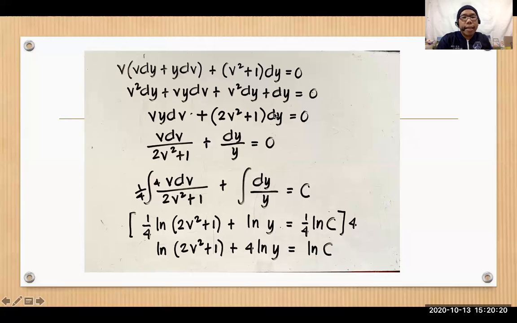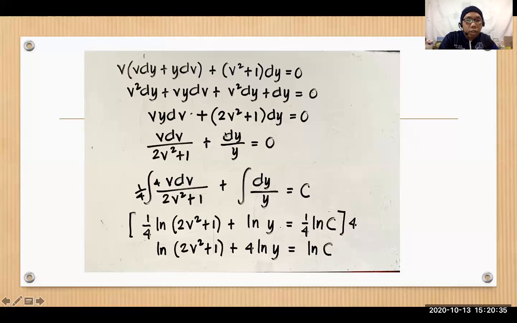Okay? Now, pwede mo na i-separate yung variables na maging pure function of v na lang itong term na to by dividing both sides by y. And here, maging pure function of y to by dividing both sides by 2v squared plus 1. Kaya ito na yung resulting equation natin.